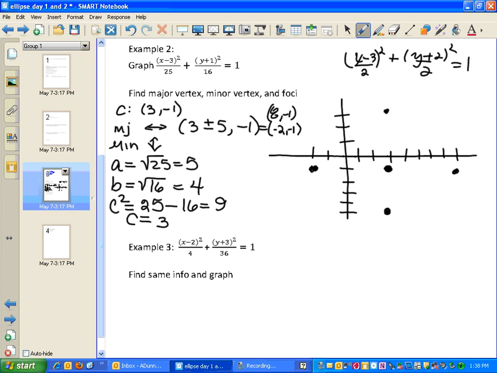So if I need to come up with my coordinate, it's going to be 3 and then negative 1 plus and minus 4, right? Because the 3 stays there. We're moving up 4 units and down 4 units. So our coordinates for these are going to be 3, 3, and 3, negative 5. Right? Because negative 1 minus 4.